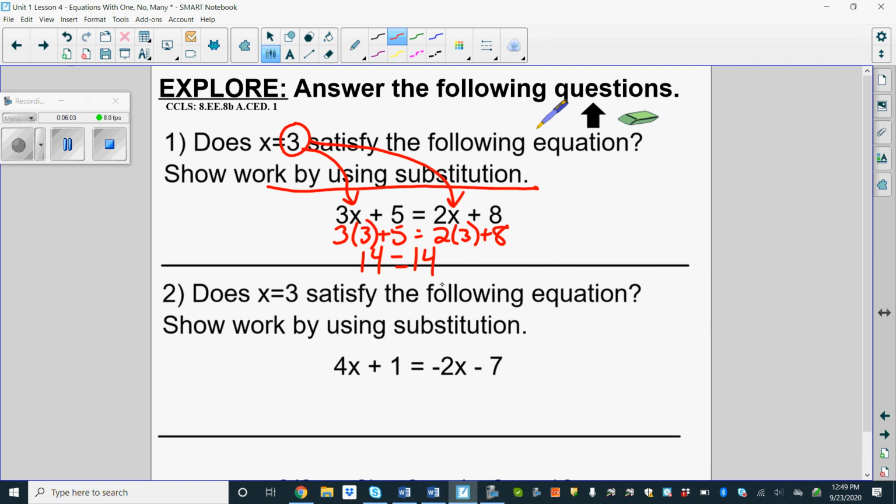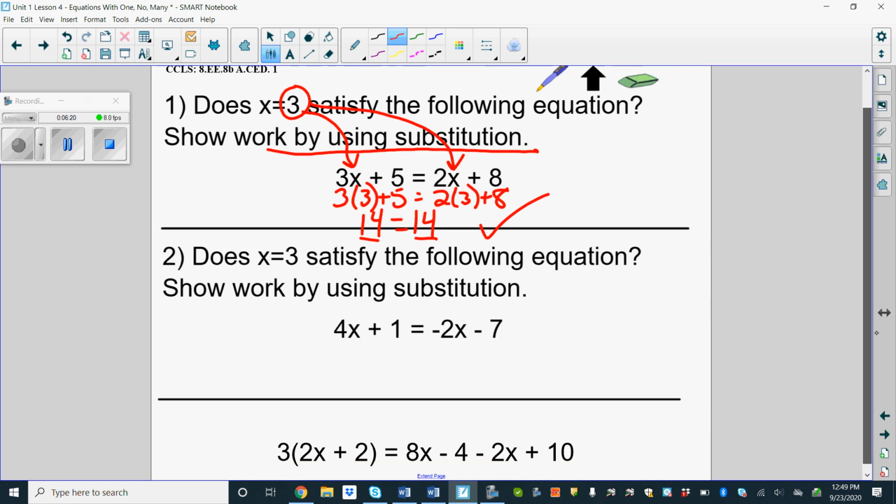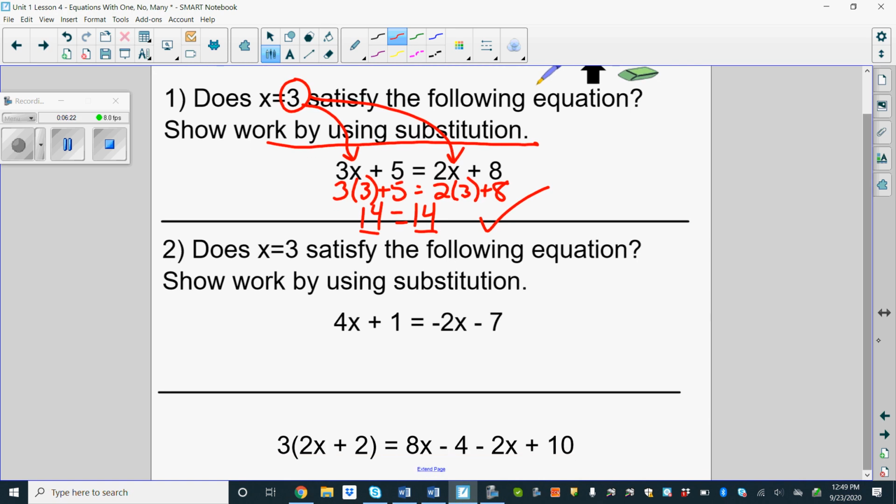So, does x equals 3 satisfy the following equation? Yes, it does, because we see that when we substitute it into the left side and into the right side, we get 14 equals 14. It's the same number, so it works. Okay. Number 2, does x equal 3 satisfy now this other equation? 4x plus 1 equals negative 2x minus 7. So let's see. Again, we have to use substitution.